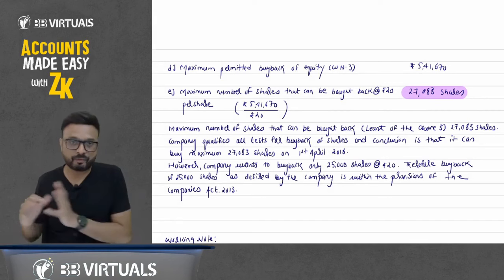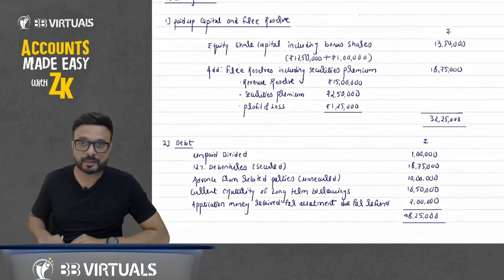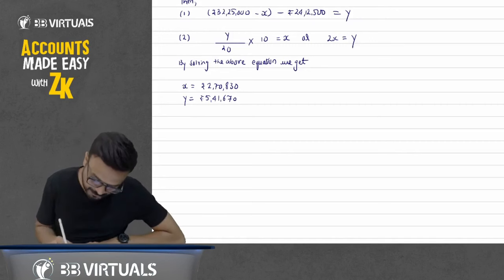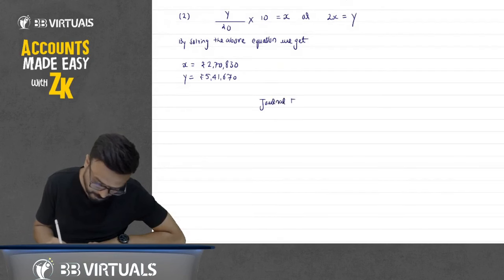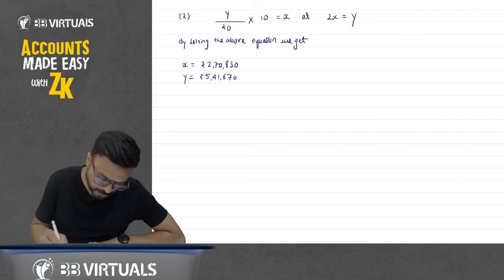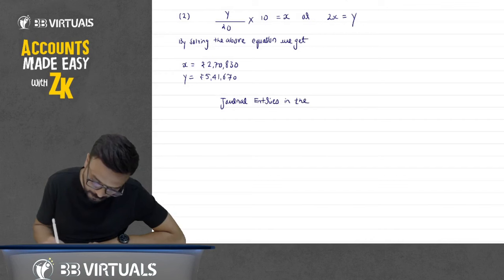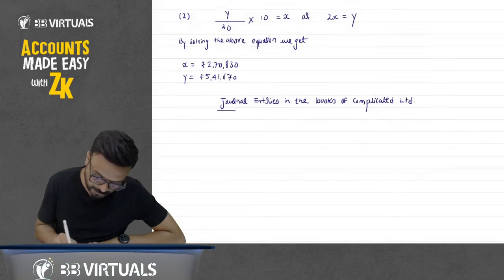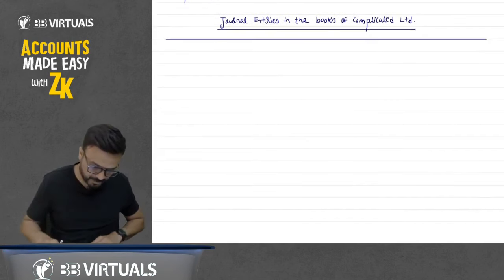Now we have to pass the journal entries and then prepare the balance sheet. After working note number 3, write down: journal entries in the books of Complicated Limited. Now draw this for half a page. Only 4 entries will come.